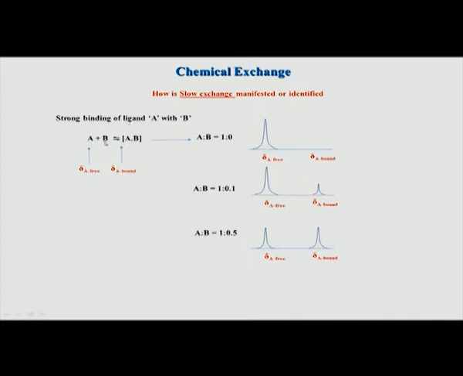If it is a strong binding, then 0.5 of B will interact with 0.5 of A and they will form a complex. So, we are assuming it is a 1:1 stoichiometry, meaning one molecule of ligand binds one molecule of the protein. In that scenario, you will have 50% of the population in the free form and 50% of the population now in the bound form.